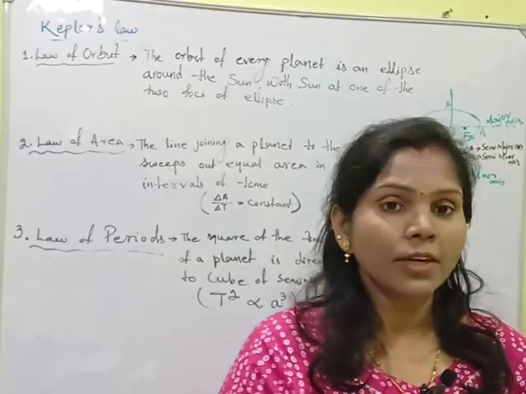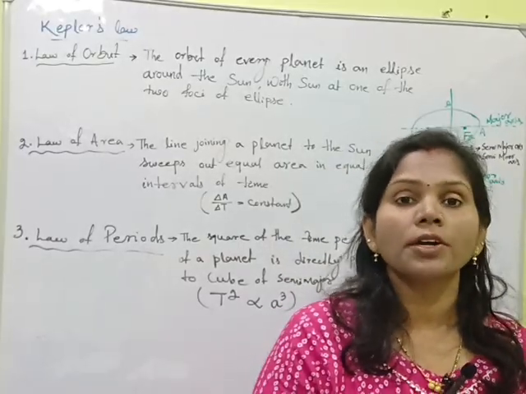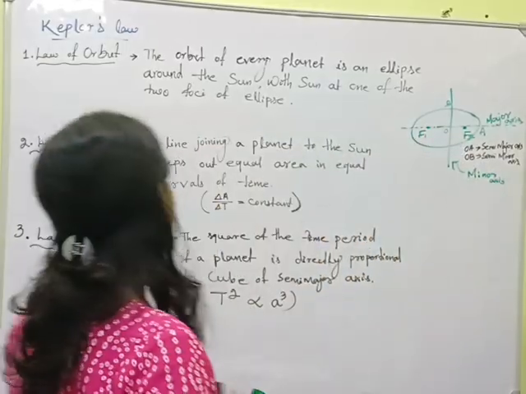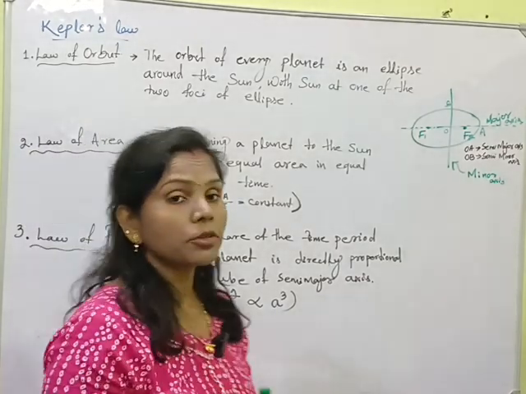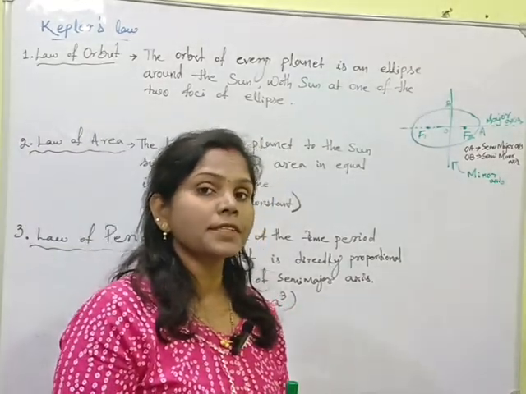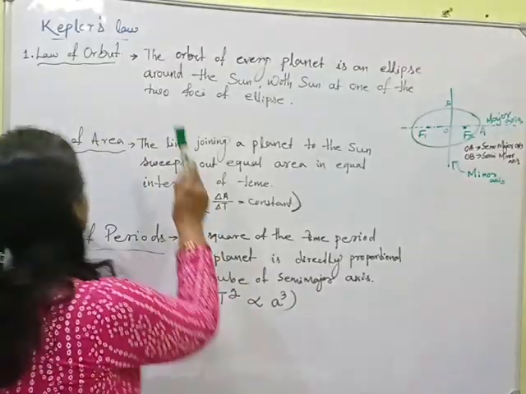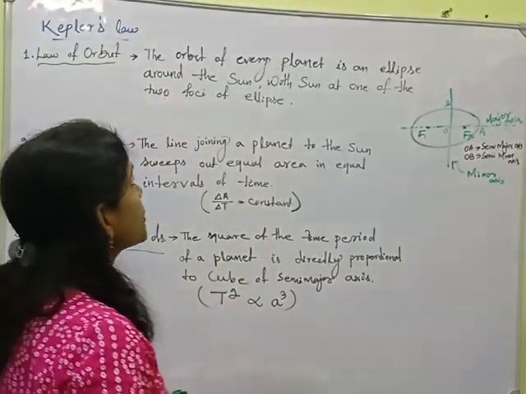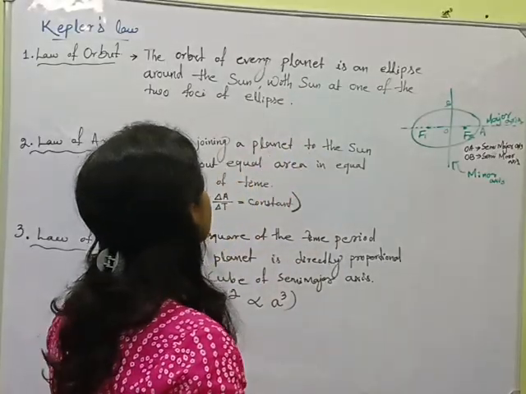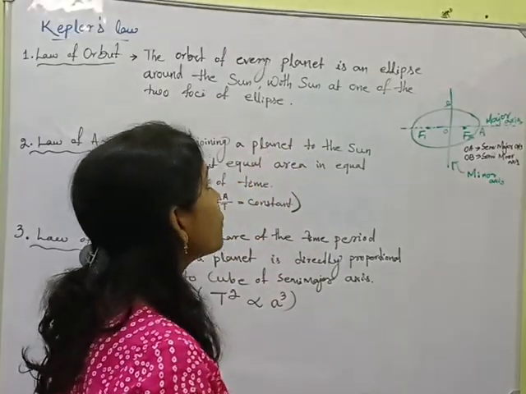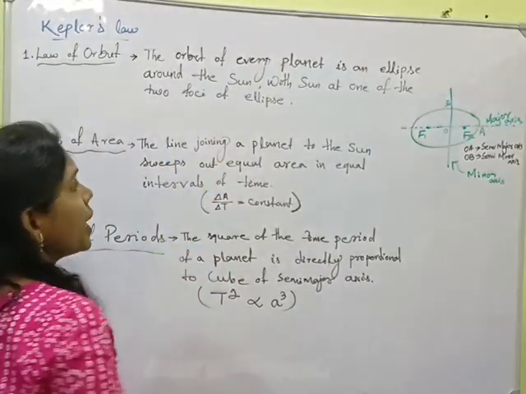So Kepler gave three statements, three laws. According to Kepler's first law, the law of orbit, which is about the orbit of the planets, that's why it is also known as the law of orbit, the orbit of every planet is an ellipse around the Sun, with the Sun at one of the two foci of the ellipse.